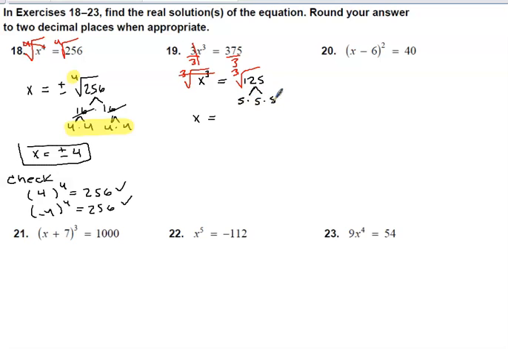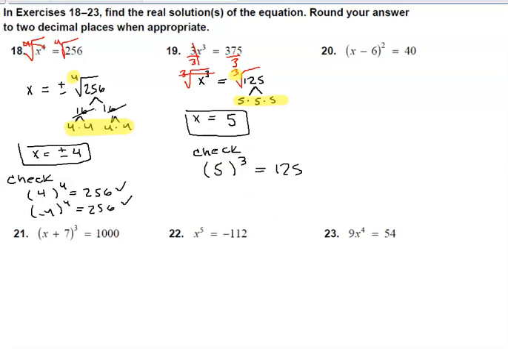125 is 5 times 5 times 5. That's 3 identical factors, and that's exactly what we're looking for. So the number that we want is 5. And again, to do a quick little check, we can say the number raised to the 3rd power to give us 125 would be the number 5.